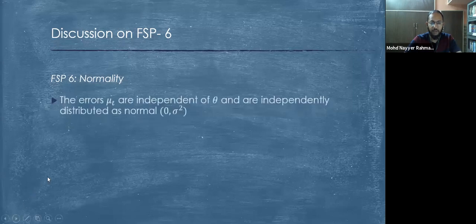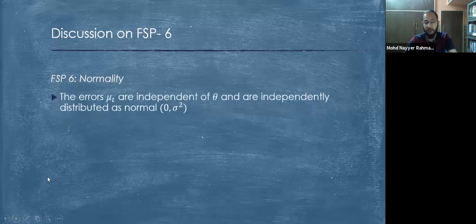In regression, normality means that the error terms, the random variables, are independent of theta and are independently distributed as normal.